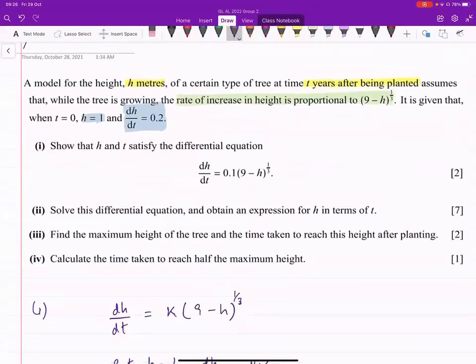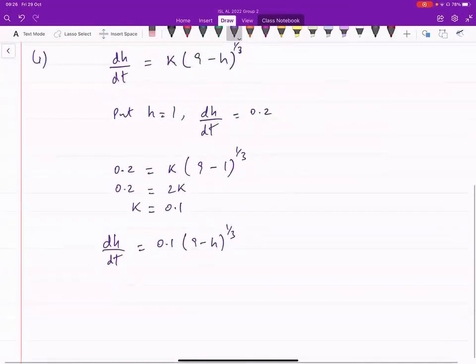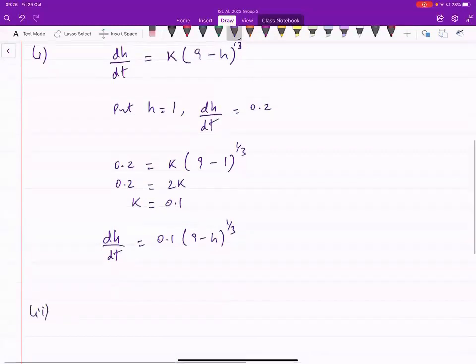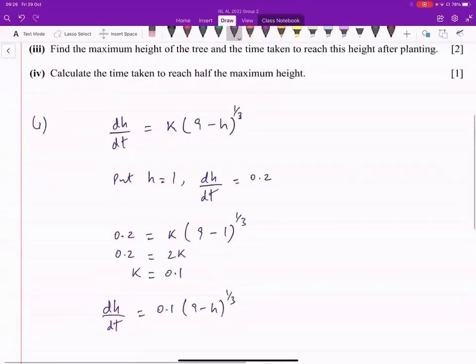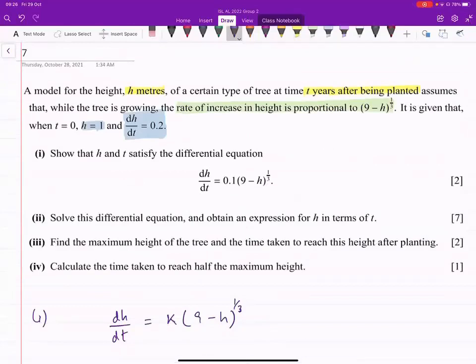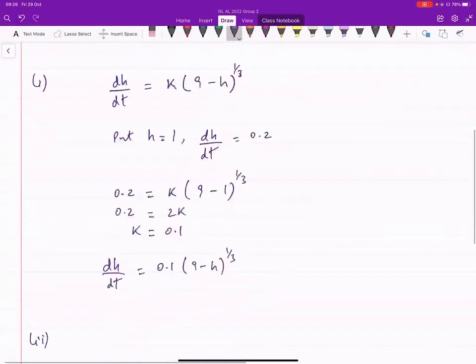In the second part, it says, solve this differential equation and obtain an expression for h in terms of t. Okay, let's do that quickly. h in terms of t निकाल लें. इसको सॉल्व करने हैं. इसने आपको स्पेसिफिक वैल्यूज क्या दी हुई हैं? t0 h1 and dh over dt 0.2.